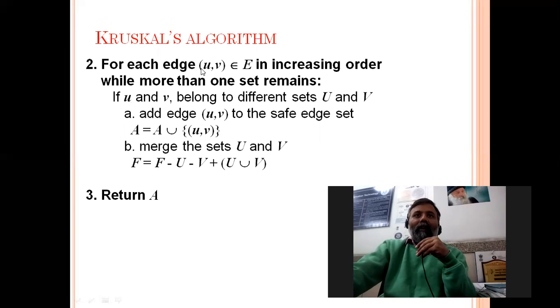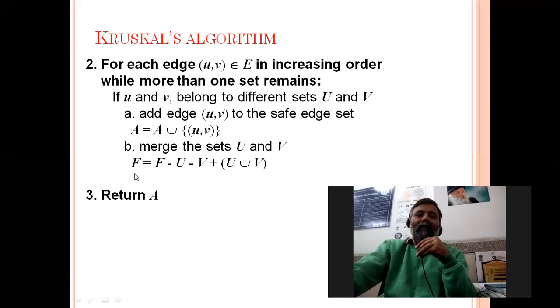So for each edge, if both ends of that edge, that is U and V, belong to different sets, say capital U and capital V, then we will add that edge UV to the safe edge set capital A. That means now it will be in our MST, and then we will merge these two sets, capital U and capital V.